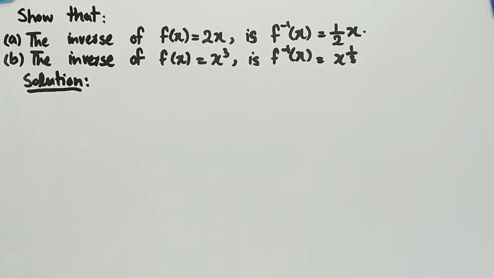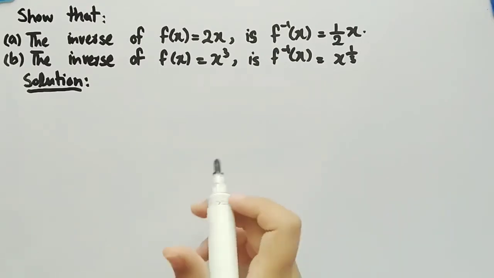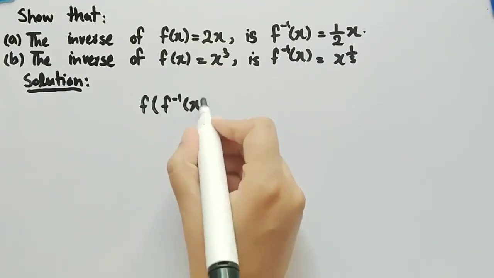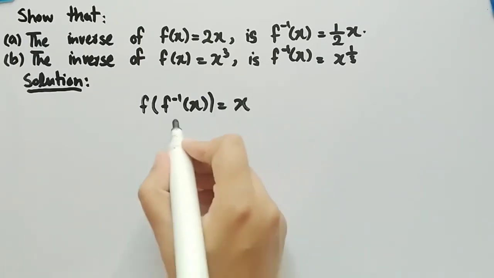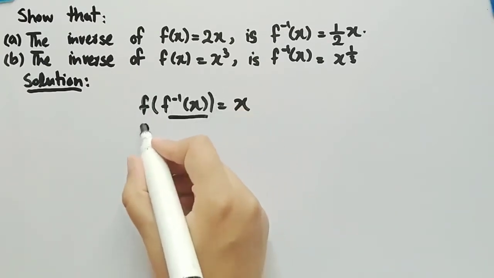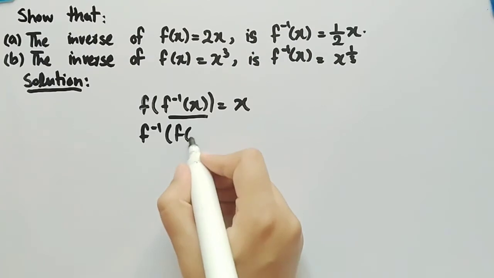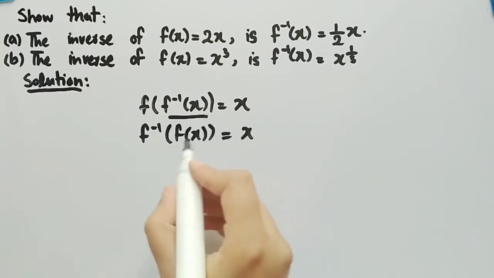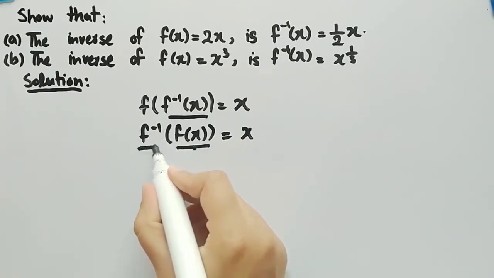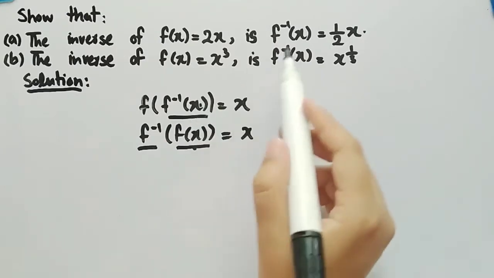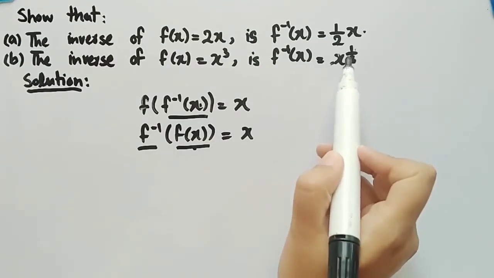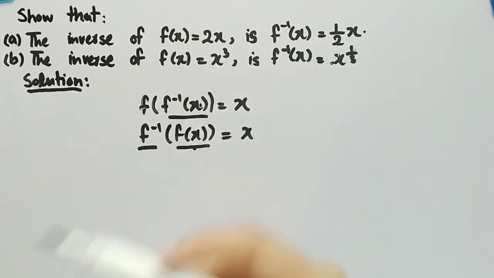In one of the previous videos, which was on inverse functions, we have studied that if f composition f inverse of x is equal to x, then f inverse is the inverse of the outer function f, and if f inverse f of x is equal to x, then again the inner function f of x is the inverse of the outer function. Now we will use this concept to prove that 1/(2x) is inverse of 2x and x raised to power 1/3 is inverse of x cube.